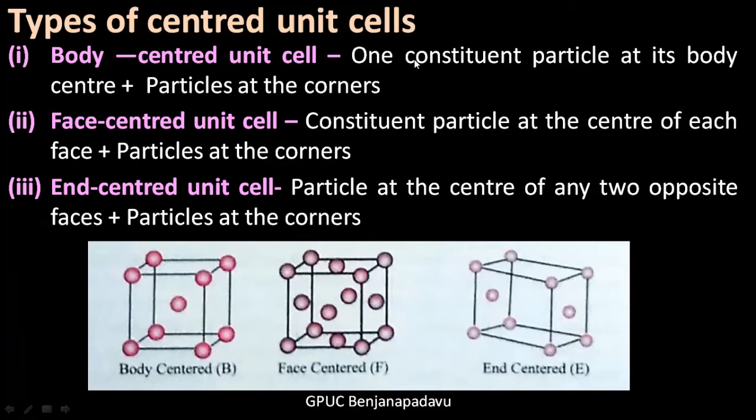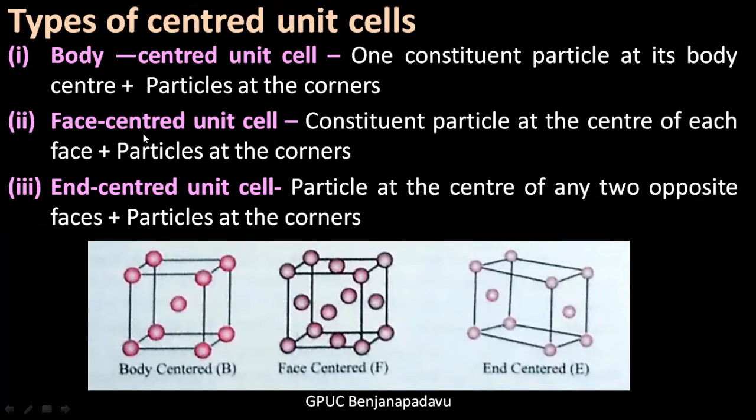So particle is present at the corners, and then one constituent particle will be present at the body center. See, for example, here there are particles at the corners, and then there is a particle at the center of the unit cell. Okay, so center of the body. So such unit cells are called as body centered unit cells. So what are body centered unit cells? Body centered unit cells are those in which the constituent particle will be present at the body center of the unit cell along with the particle at the corners.